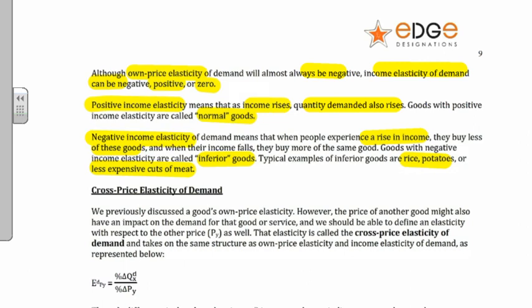First of all, what does that mean? That means that as a person earns more, they spend less on that particular good. Everyone comfortable with that? We move down to the next concept.